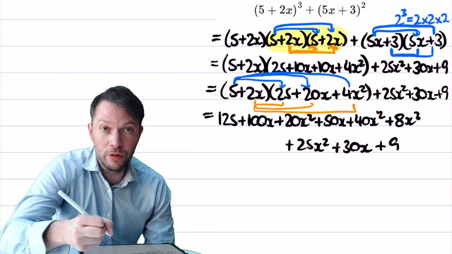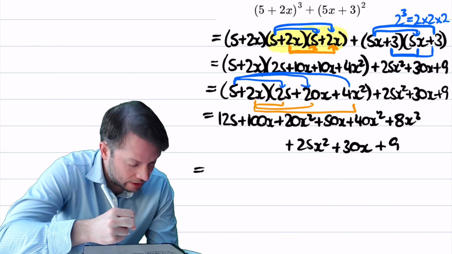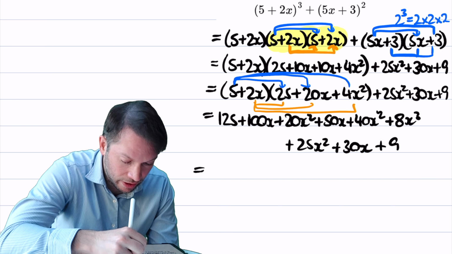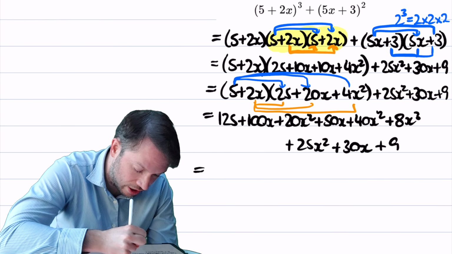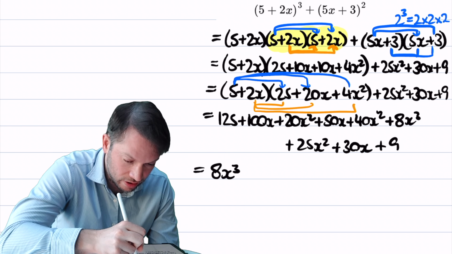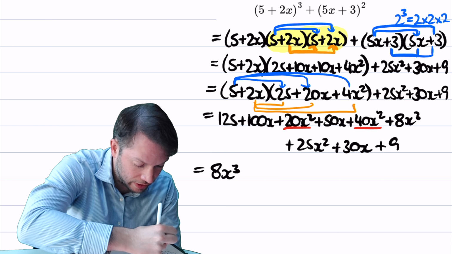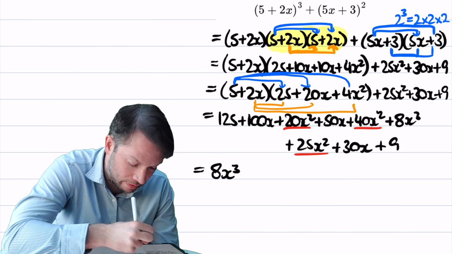And now we've got rid of all the brackets, we just need to collect like terms. So I'm going to do it in descending powers of x. I'm going to start with the x cubed term. I can see that is the only x cubed term I have, so we've just got 8x cubed. Now what about the x squared terms? Well, we've got 20 lots of x squared plus 40 lots of x squared plus 25 lots of x squared, which is 85 lots of x squared.